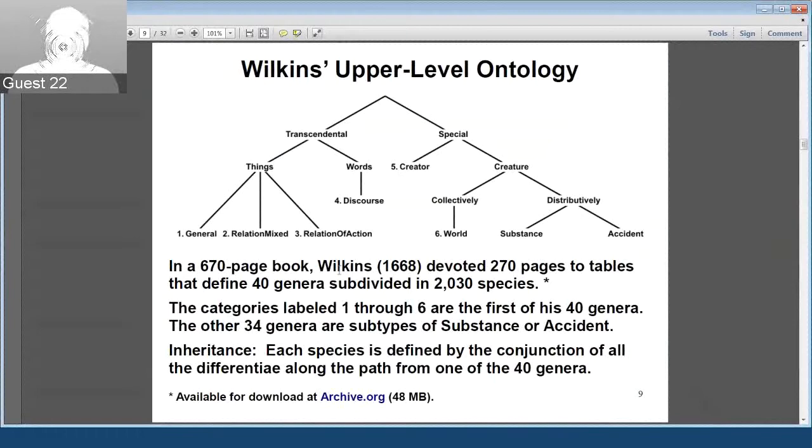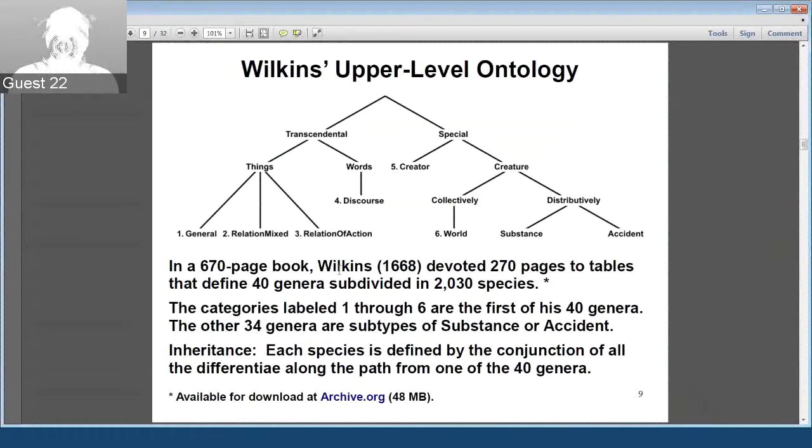And the top level, I believe, is still quite interesting. The top level split is between what Wilkins called transcendental and special. The special things include, on the left-hand side, the creator. This, in those days, was God, who was absolutely essential for anything in those days. And on the other branch are the creatures. The creatures are distinguished collectively, as everything in the world and all the subsets of it, and distributively, according to the categories that Aristotle had, starting with substance and accident.